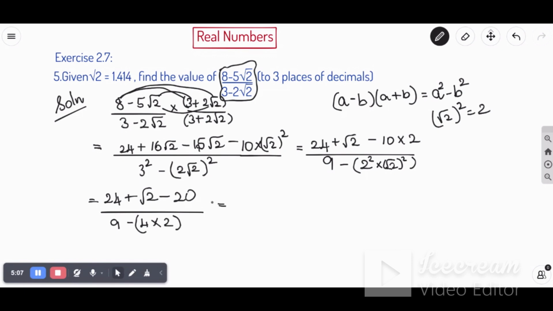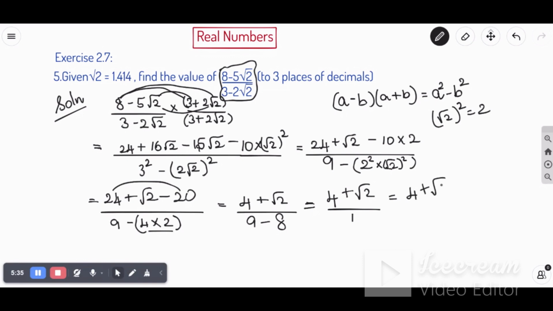Now we can club these two, right? 24 minus 20 is 4, plus root 2. And then we have to write 9 minus, what is this? 4 2s are 8. Let us write one more step also. 4 plus root 2 remains as such, divided by 9 minus 8, which is 1. So it becomes 4 plus root 2.